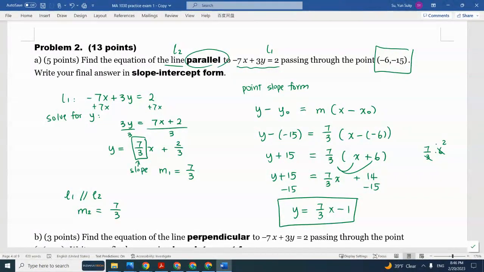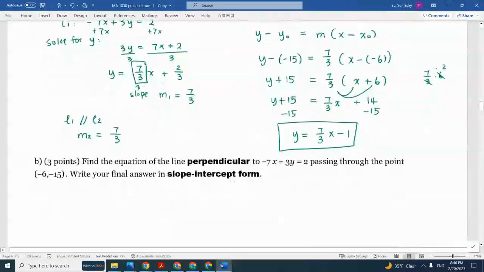If you can understand part A, could you type A in the chat? Thank you. Okay, so we keep going.